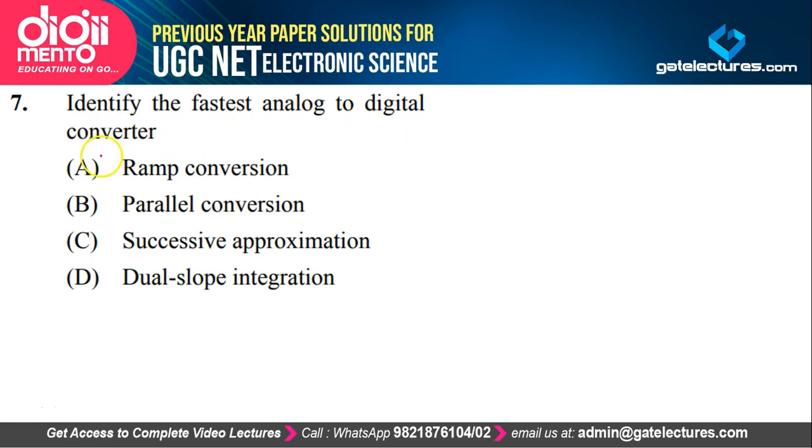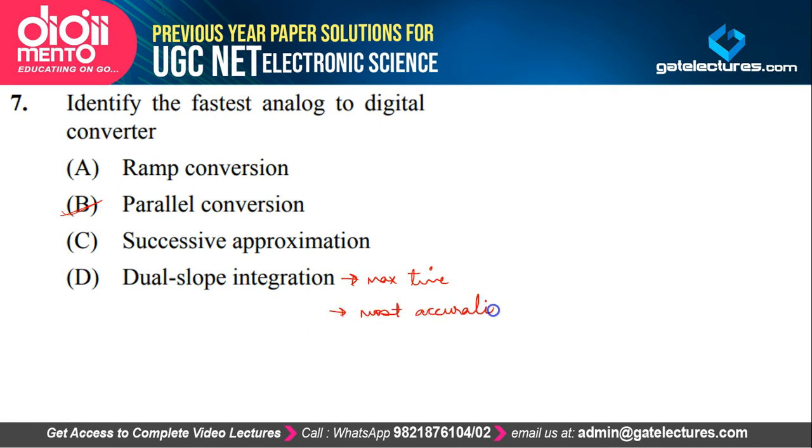Identify the fastest analog to digital converter. If you have studied ADC, then in parallel conversion, parallelly we are going to have one circuit which is going to convert the analog signal to a digital binary output. So in parallel conversion, the time taken for conversion from analog to digital is minimum. This dual slope integration is going to take maximum time, but it is going to give the most accurate result.